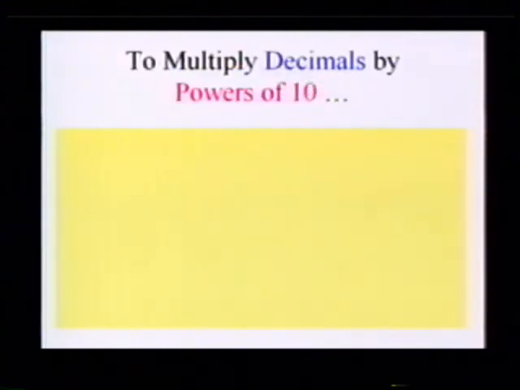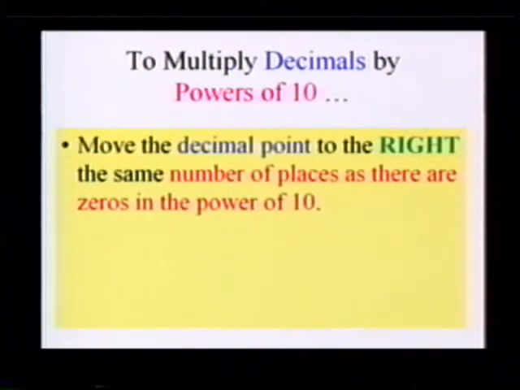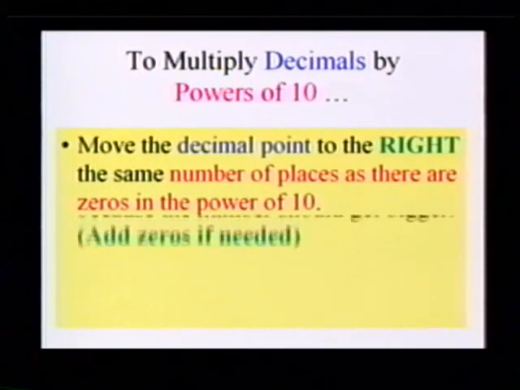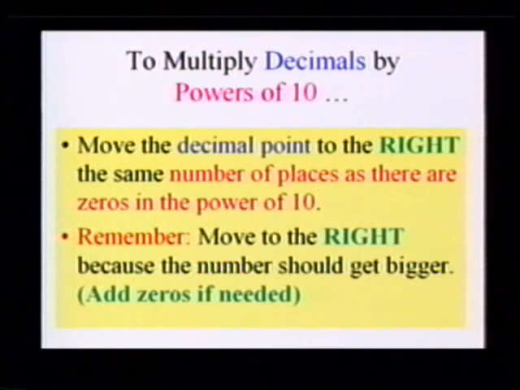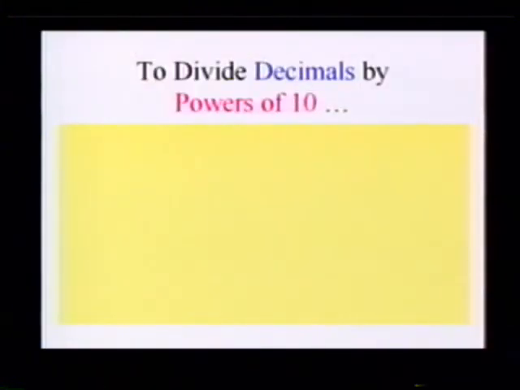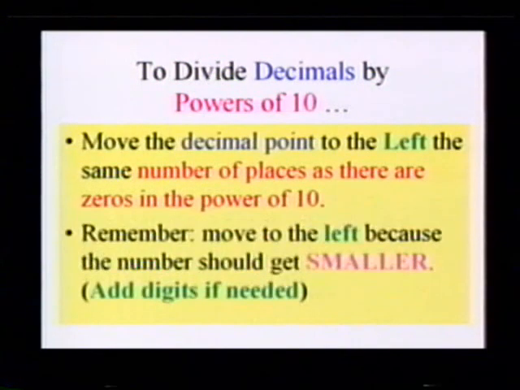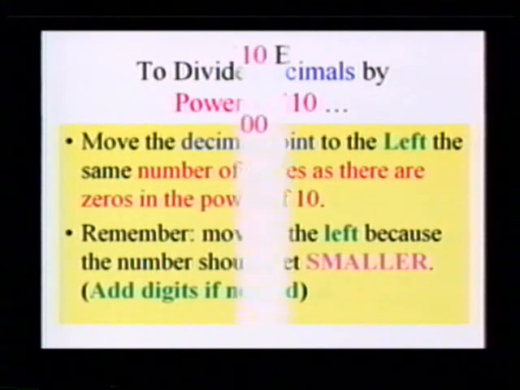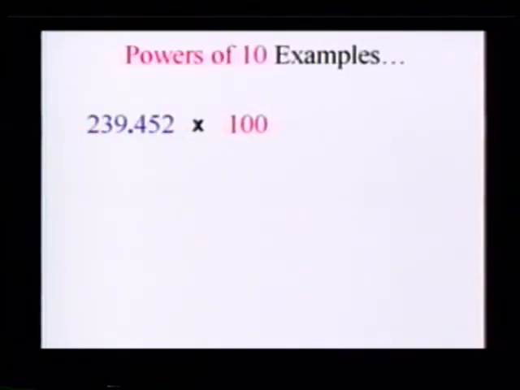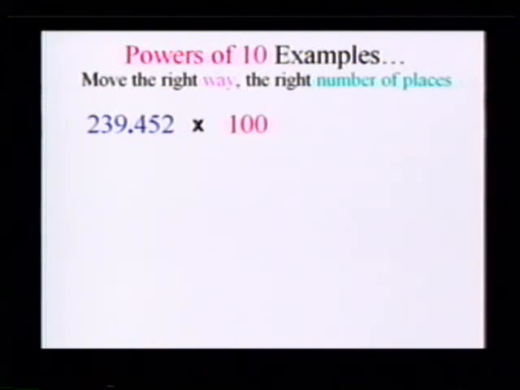Now remember what we did when we multiplied decimals by powers of 10? We basically just moved the decimal place, the number of zeros, to the right. Always to the right when we're multiplying because the number was getting bigger. We're going to have the same secret for division, except in dividing, we're going to move to the left because the number is going to get smaller. Let's try one. In this multiplication, there are 2 zeros, so I'm going to move that many places to the right. And that's my answer.